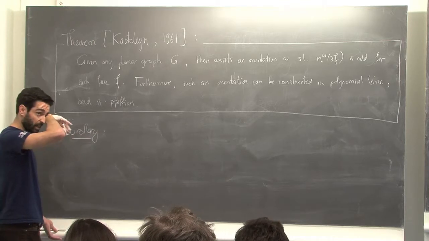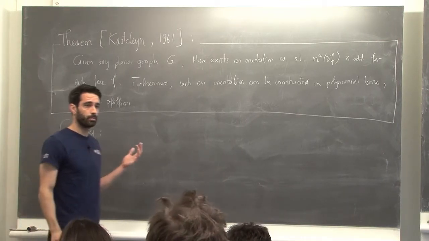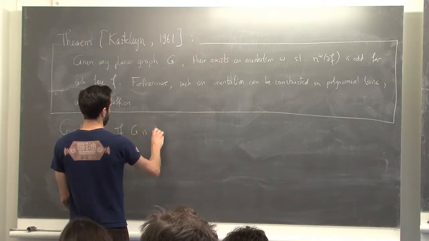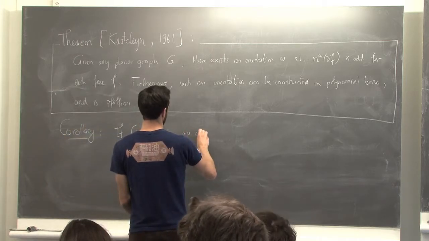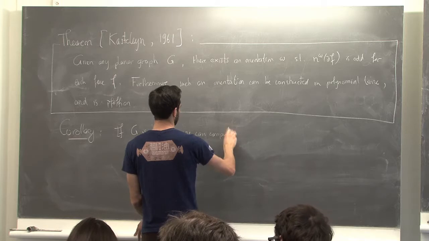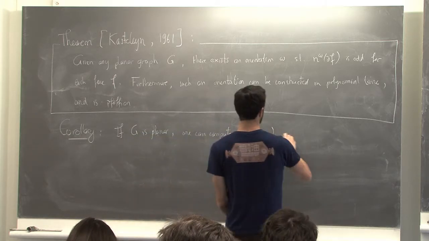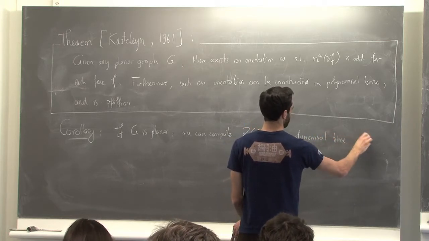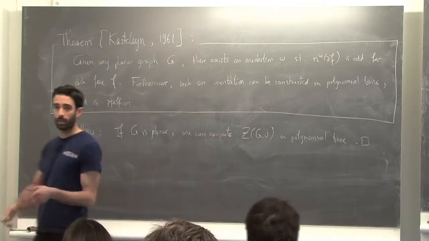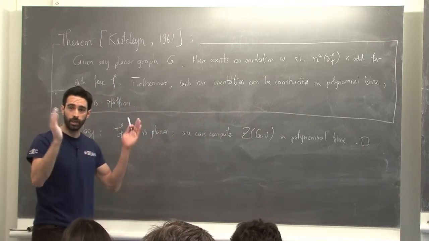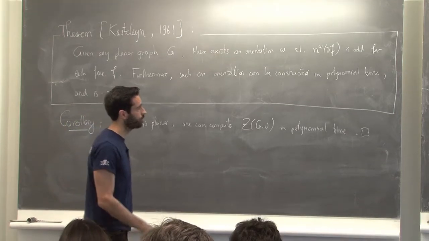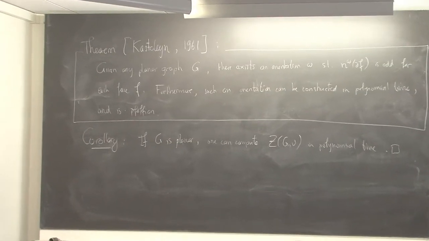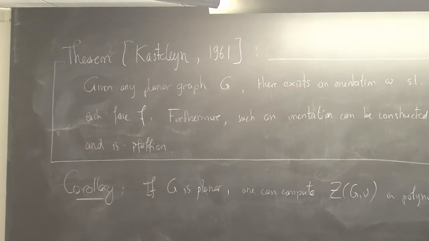I immediately state the corollary. For planar graphs, you can compute the partition function of the Dimer model in polynomial time. Okay, you can find the right orientation in polynomial time, and then you just compute a Pfaffian, and you're done. You take an absolute value at the end. Okay, so I hope I'm going to be able to prove the theorem. Yeah, I think it's going to be okay.